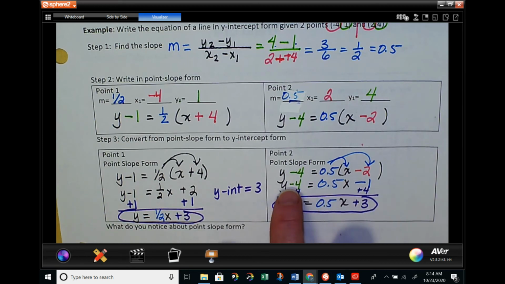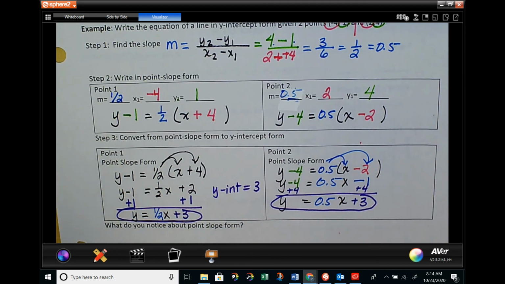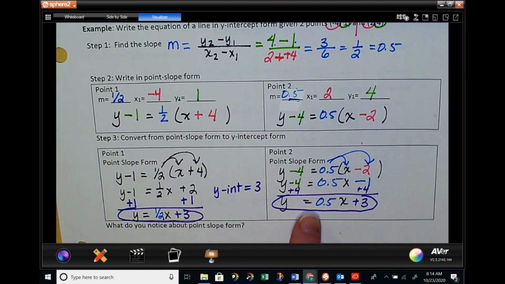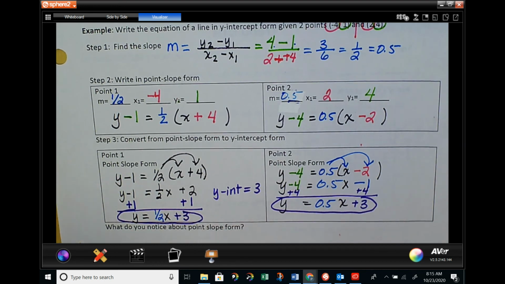The next piece is that we've got to solve for y. So the opposite of subtracting 4 is to add 4. You're undoing subtraction, so you're going to add 4 to both sides. So -1 plus 4 ends up being 3. And this worked out because y equals 1/2 or 0.5x plus 3 was our first one. And then you get the same thing on point 2. That should definitely be the same thing, because those 2 points are going to lie on that line.